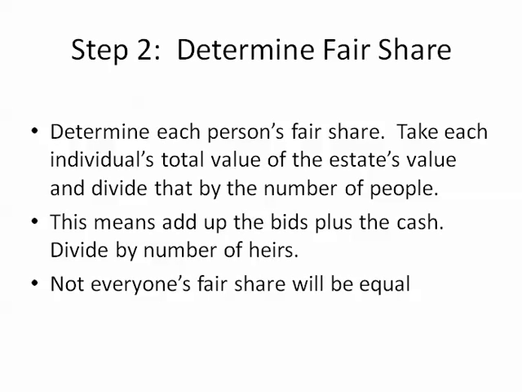Once each person has determined what they think the items are worth, then we determine what's called fair share. So how much should each person get to make it be fair? To find each person's fair share, what we do is we take the total value of the estate, including the cash, and divide it by the number of heirs. So basically, we're going to add up the bids, put the cash in there, and then divide it by the number of people you're splitting it between.